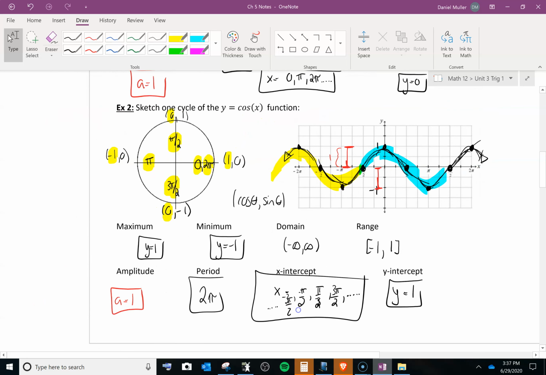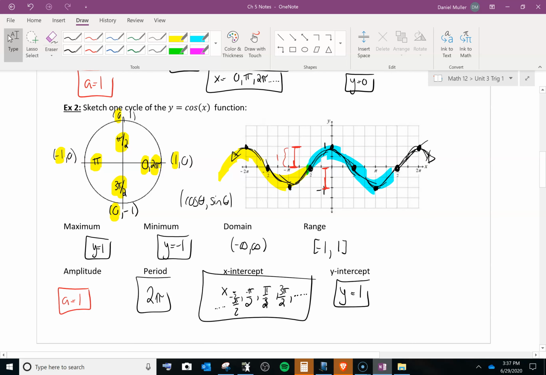All right, so there you have it. That's the graph of cosine. So that'll be the end of this video, and then we can do some transformations and stuff to these and kind of see how all of this fits together.